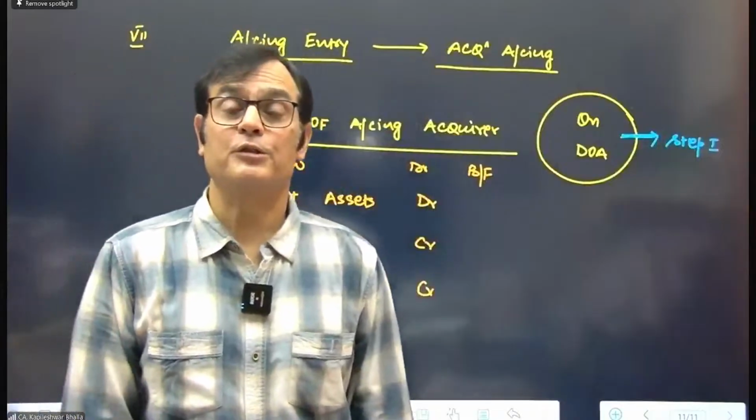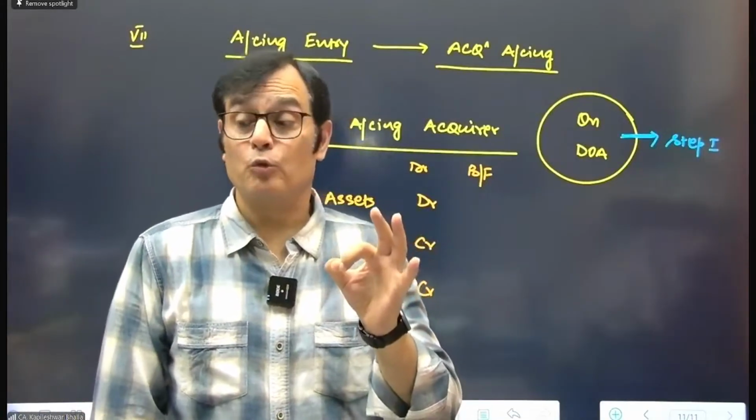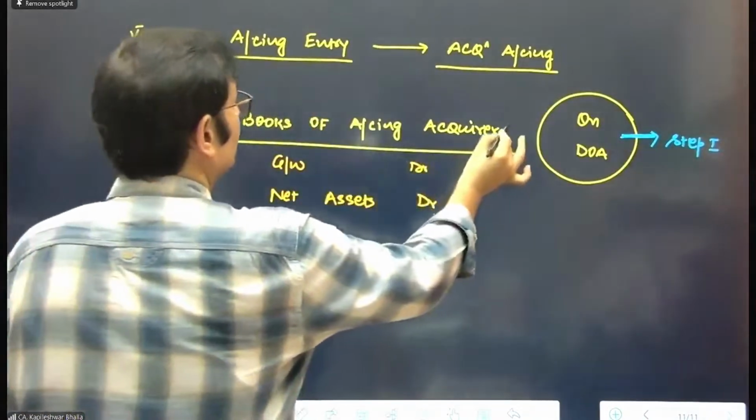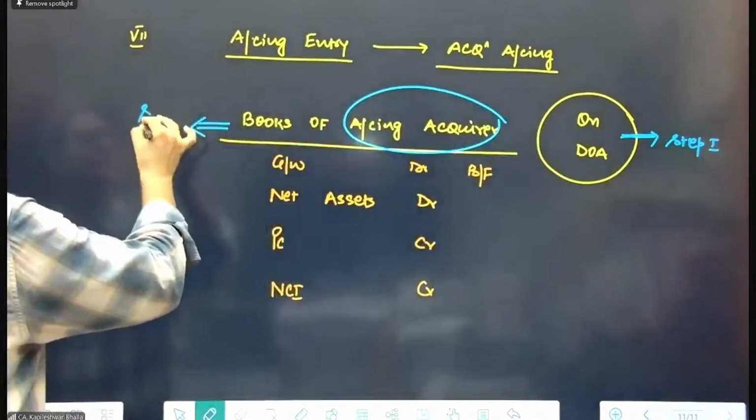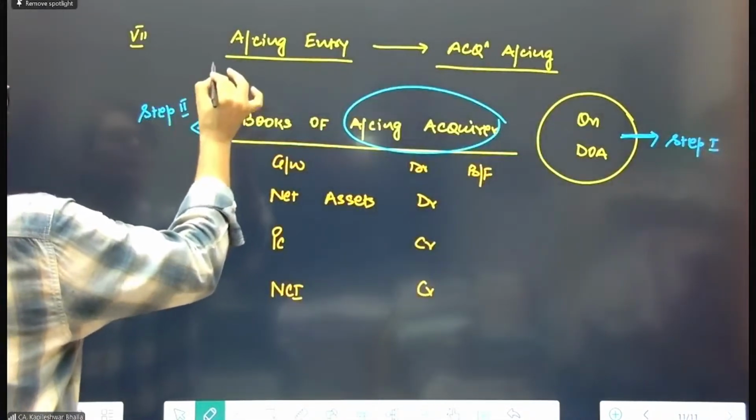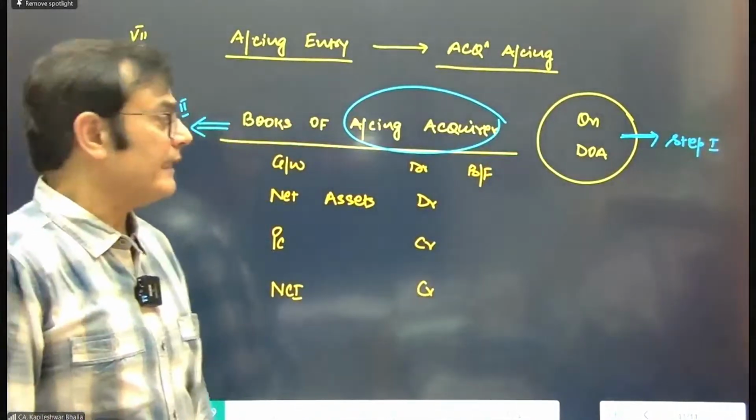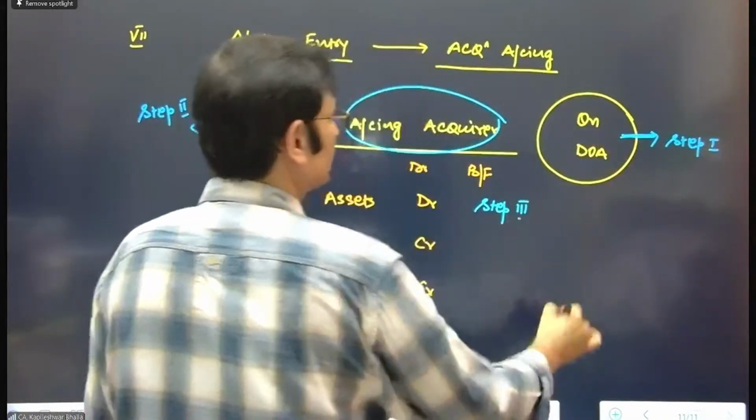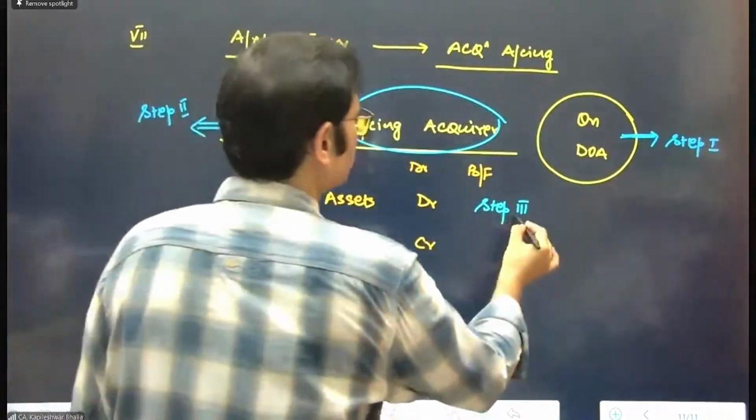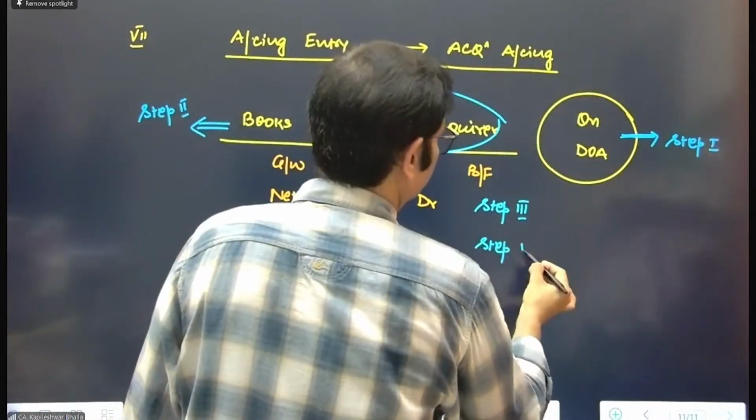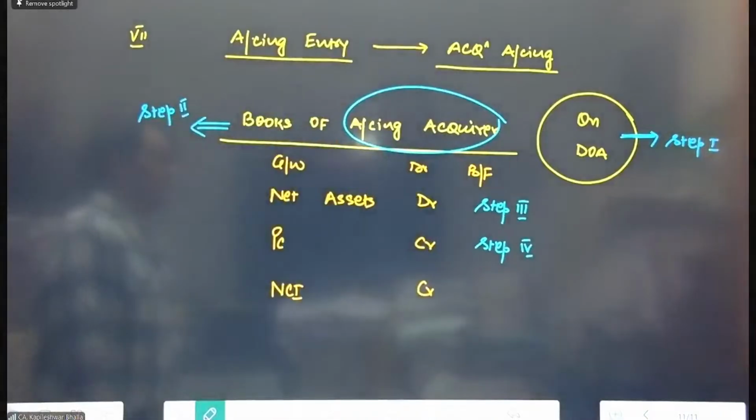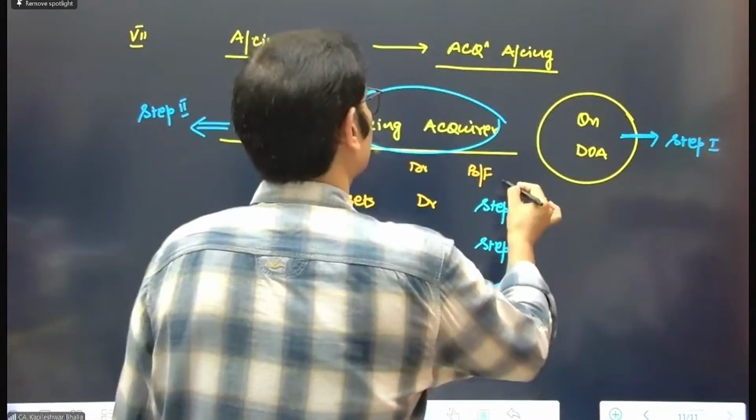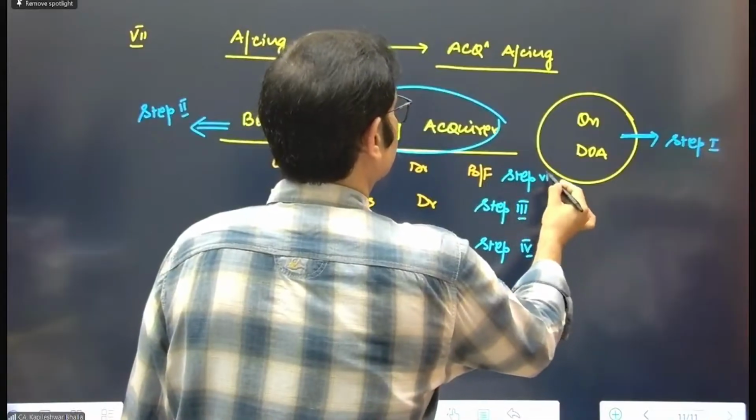You've already identified the date of acquisition in step number 1 because I need to know when to pass this entry. The books of the acquirer, you've already identified the accounting acquirer in step number 2. Then I organize the list of the net assets in step number 3. Then I've organized the purchase consideration in step number 4. Then I'll organize the NCI in step number 5. And I've already organized the goodwill also in step number 6.